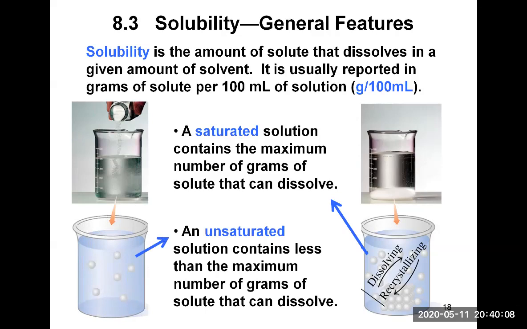And so an unsaturated solution contains less than the maximum number of grams of solute that can dissolve. So in an unsaturated solution, you will not see crystals at the bottom of the beaker. Everything is dissolved, and you could even dissolve more. So it's allowing you to still dissolve more when it's unsaturated.